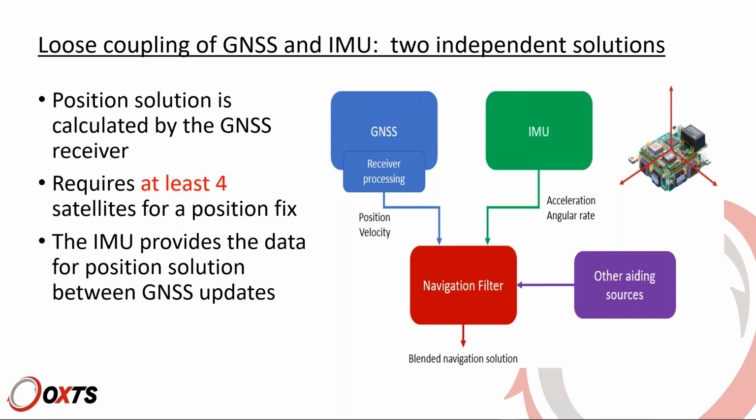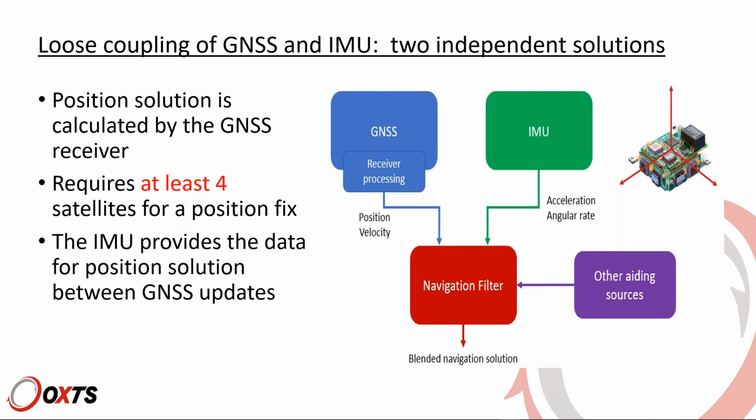What the IMU does, in addition to providing acceleration and angular rate data, which can be used for the orientation bit, as we said, the GNSS only can struggle with that, it can also provide position and velocity in between GNSS updates. This basically includes 2 things.